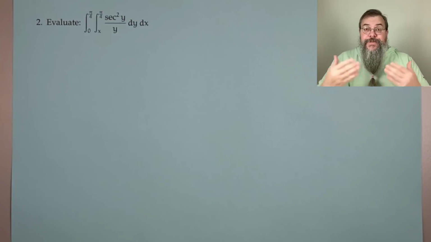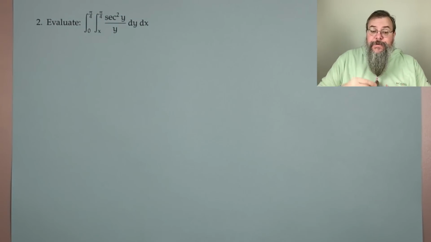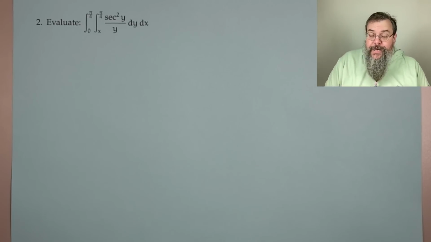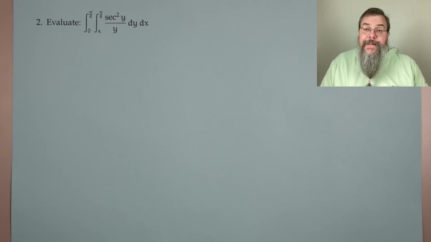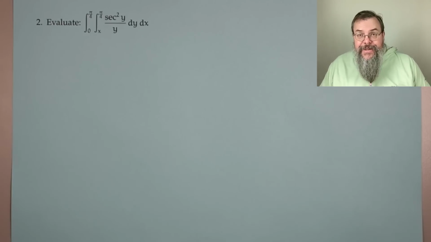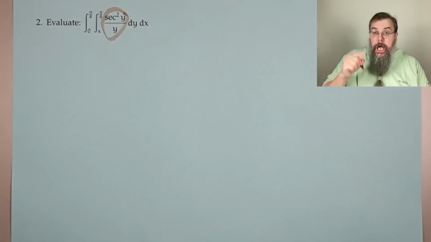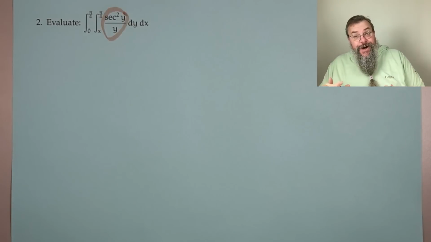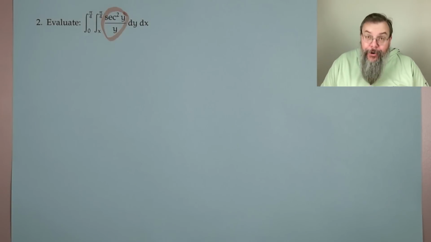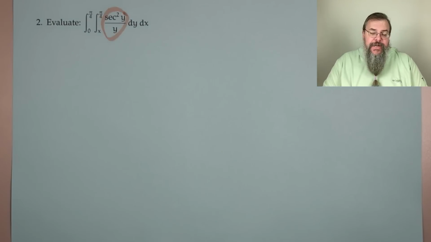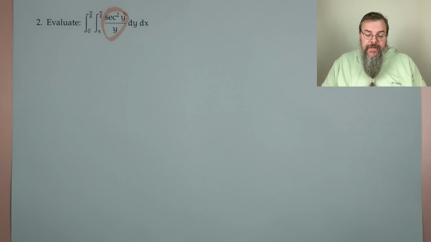Evaluate the integral from 0 to pi over 4, integral from x to pi over 4, secant squared of y over y, dy dx. Now, our initial reaction is like, why don't we just integrate this one layer at a time? And then we look at the function and we say, oh, that's why, because that's hopeless. There's no way we can integrate that. So we're not going to do that. So what can we do?